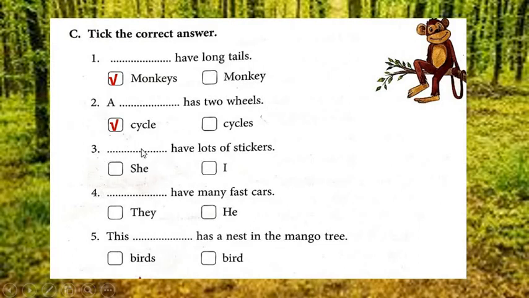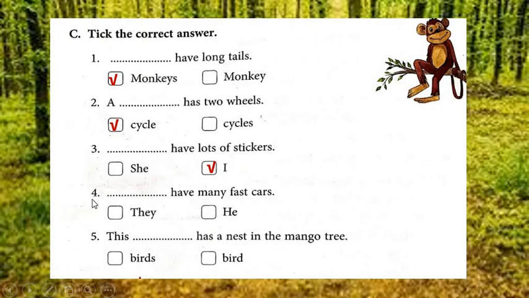Number 3. There is a blank. Have lots of stickers. See, we have to use she or I. If it is she, we have to use has. But here it is have. So, have is always used with I. So, number 3 is, I have lots of stickers.